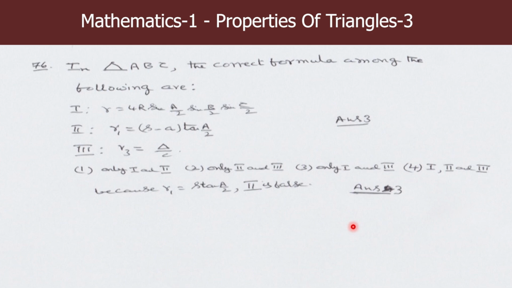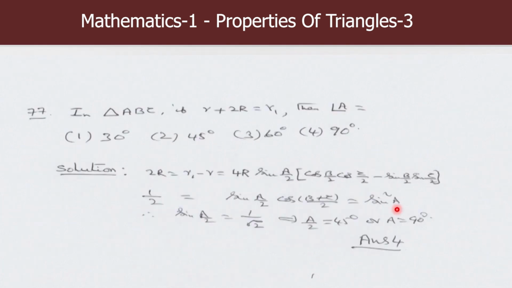The correct formula, only 2 and 3, only 1, 2, 1 and 3. And R1 is simply S tan A by 2, and R2 is S tan B by 2, and R3 is S tan C by 2. So therefore 1 and 3 are correct, 2 is not correct. So the correct option is option number 3. What is 3? Only 1 and 3.